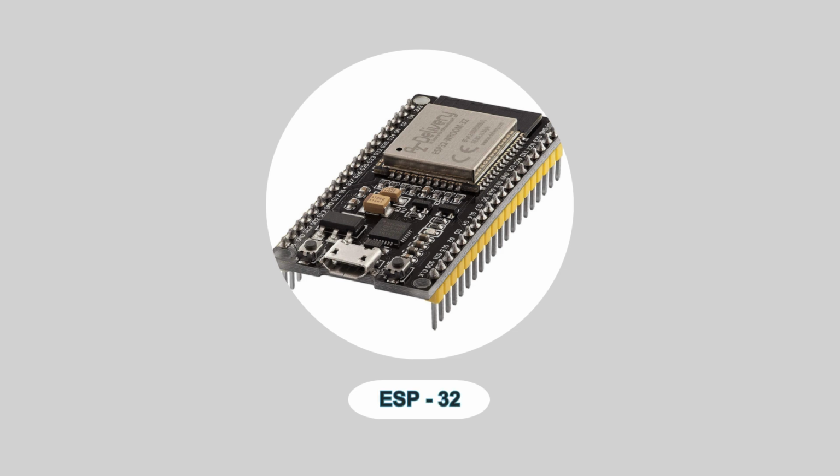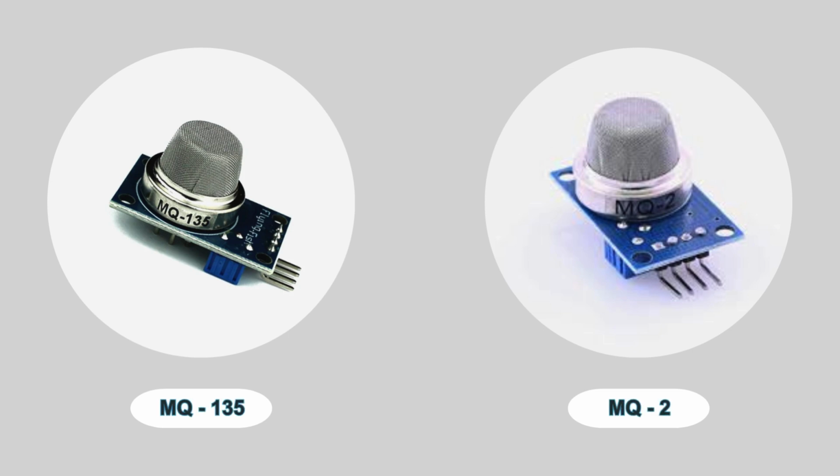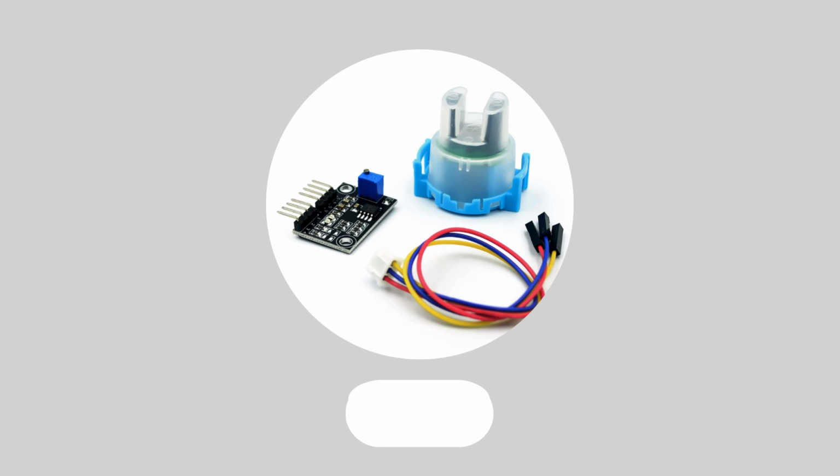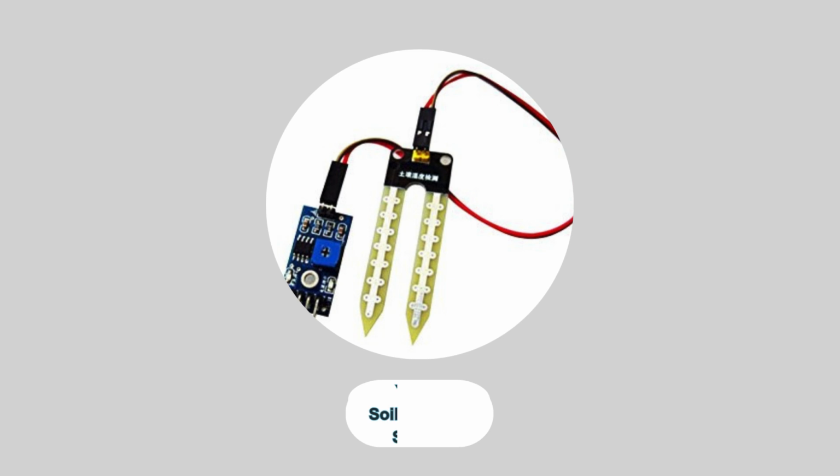Firstly, an ESP32 board, which is the brain for managing sensors and data processing. Then MQ135 and MQ2 sensors, which detect air quality, CO2, gas, and smoke. GP2Y1010 dust sensor, which measures particulate matter for AQI. Turbidity sensor, which monitors water contamination. YL69 soil moisture sensor, which tracks soil moisture for healthy crops.